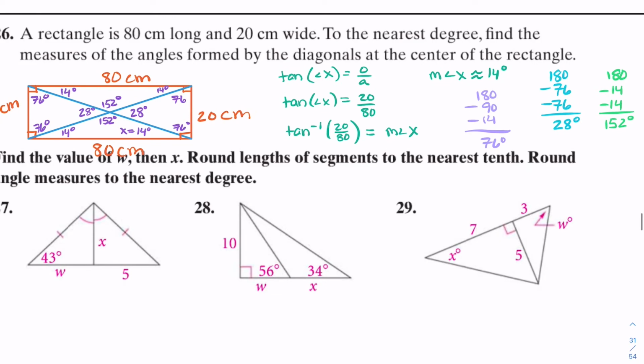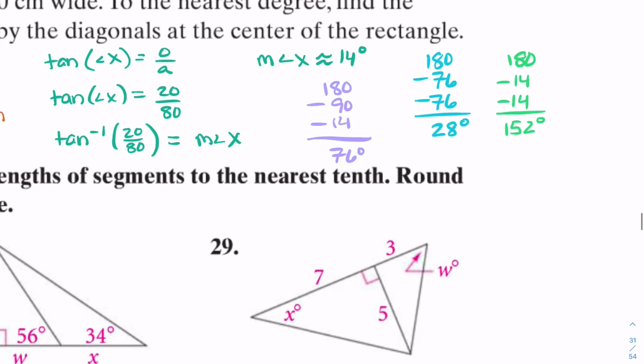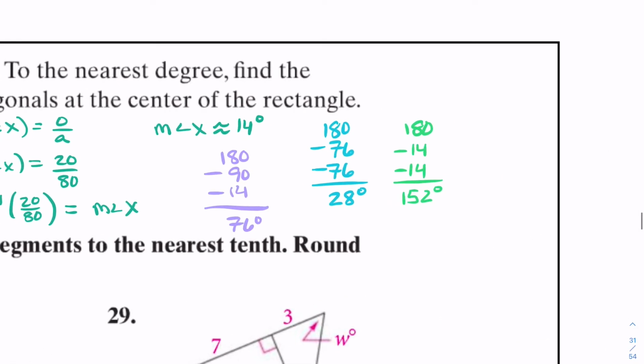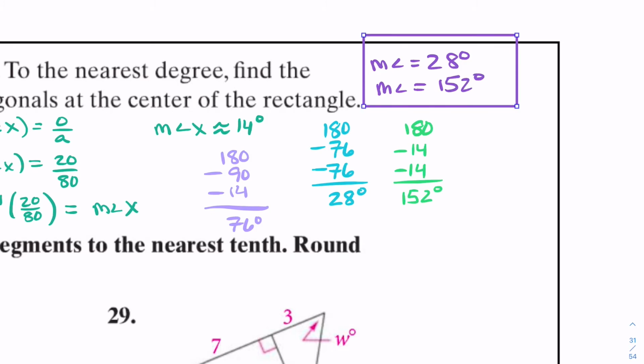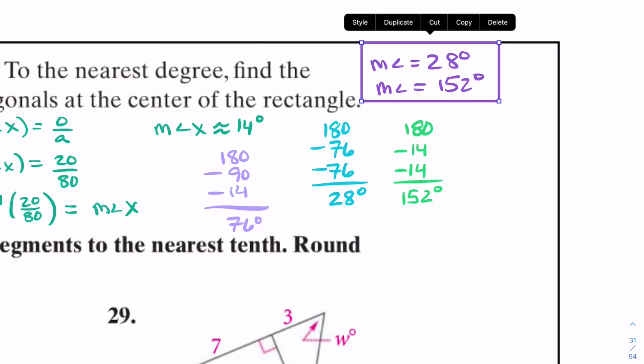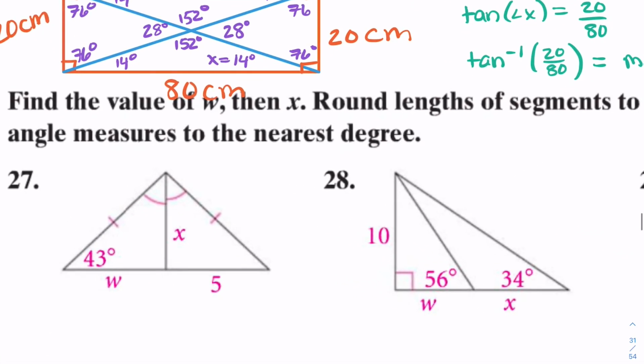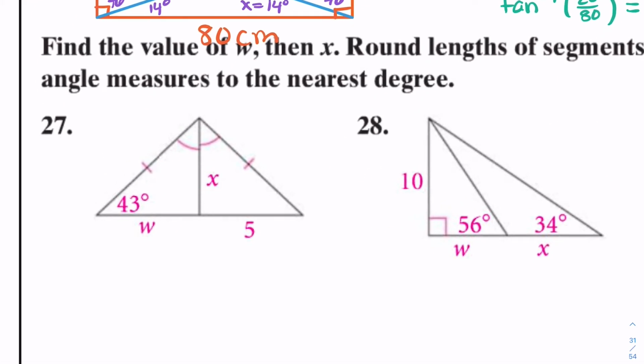So it says to the nearest degree, find the measures of the angles formed by the diagonals at the center of the rectangle. So the answer is they are 28 degrees, the measure of the angle, and the measure of the other angle is 152 degrees. Boom, that's our answer.